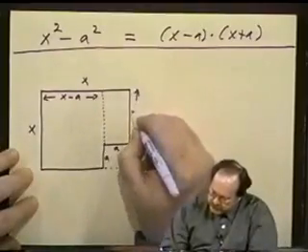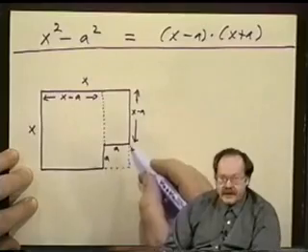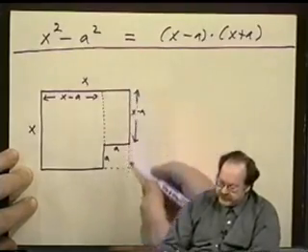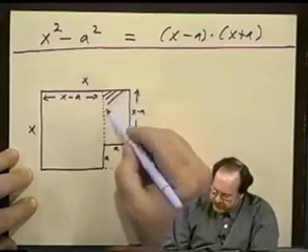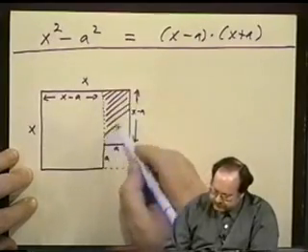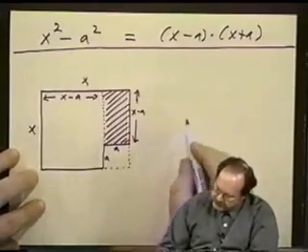And the same way goes with this distance here as x minus a, because the total distance is x, and you subtract away little a. And I will even shade in this part to distinguish it. All right, I think that's enough information.